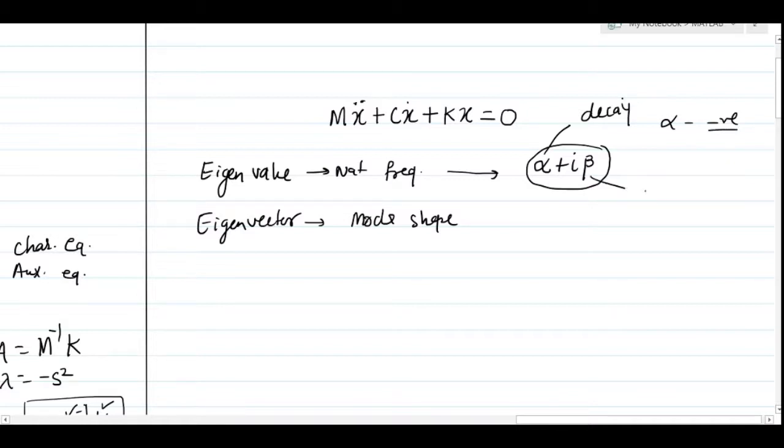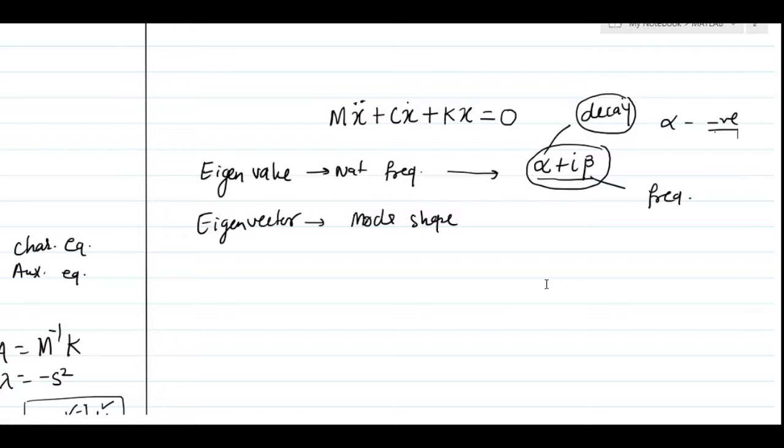Beta indicates the harmonic part, so it gives you the frequency. Please understand, when you solve an eigenvalue problem for a damped system, the output will be a complex number, where the real part of the complex number will tell you the decay of the system, and normally it is negative. That means because of the damping, the amplitude of the system will decay with respect to time. The second term will give you the frequency component of your system.